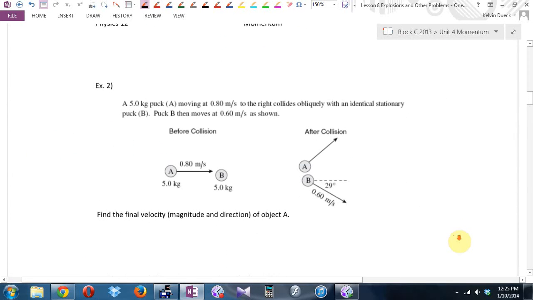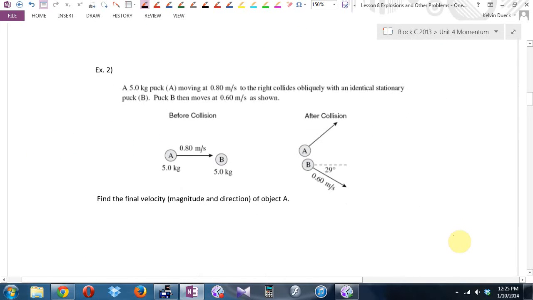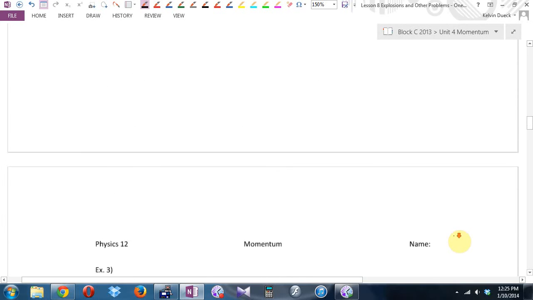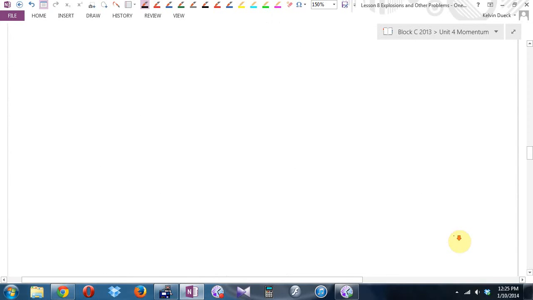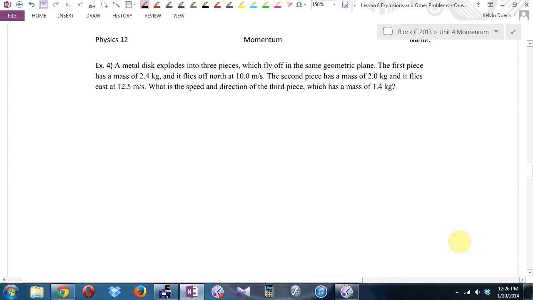Example 2. Is that a collision? Is it angles? You know what? We've done that. I was going to do this one, but I was going to just change the numbers. But I think we're getting the hang of it. Really what I wanted to talk about today, believe it or not, is example 4, explosions.